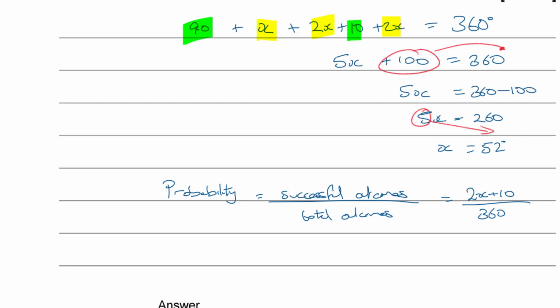So I know now that x is 52. So that is going to be equal to 52 times 2 is 104 plus 10 is 114 divided by 360. Now that probably cancels down, but this is a non-calculator paper, so I can't chuck it in there, and it's a probability question and they never give you marks for cancelling these down. So you might as well just leave it like that, 114 over 360.